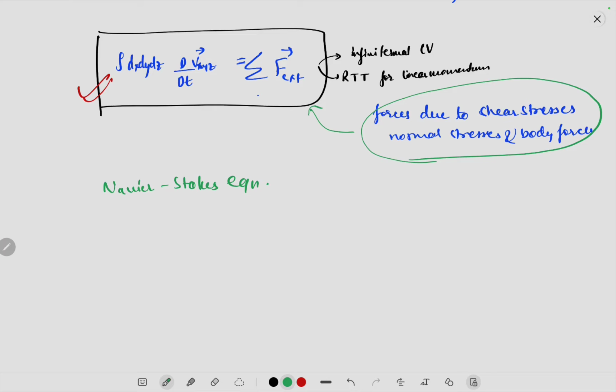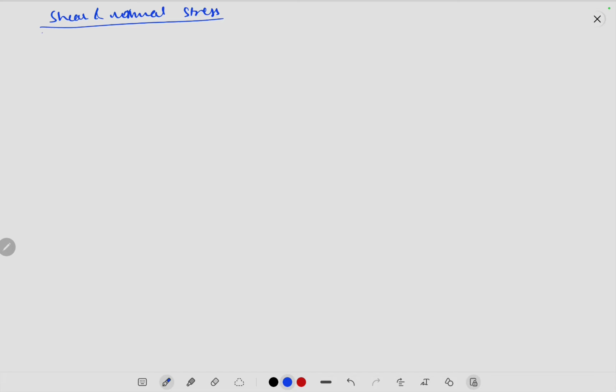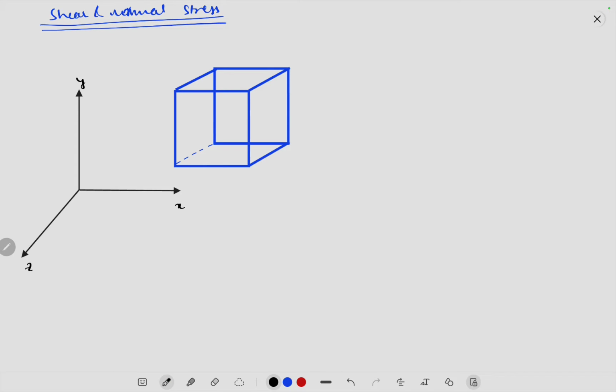Now, before going into that derivation, let's first understand various things that will be helpful during the derivation of the Navier-Stokes equations. Let's first consider the shear and normal stresses. To understand them, let's consider a cube and the coordinate axes x, y, and z.